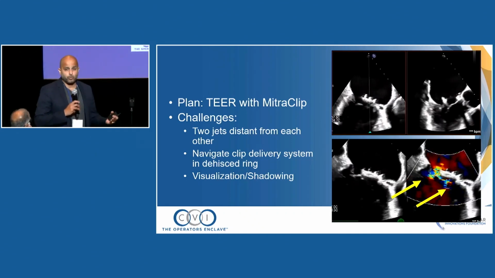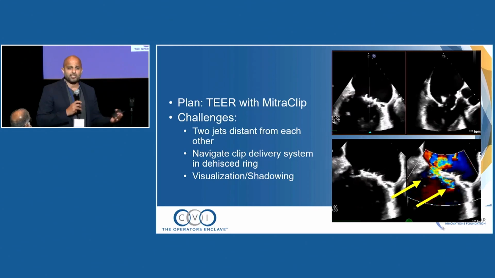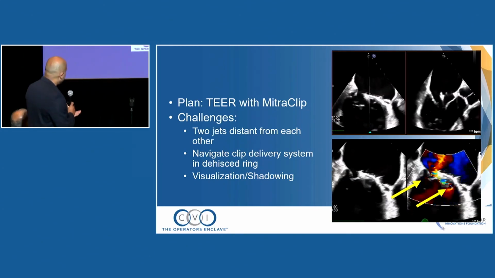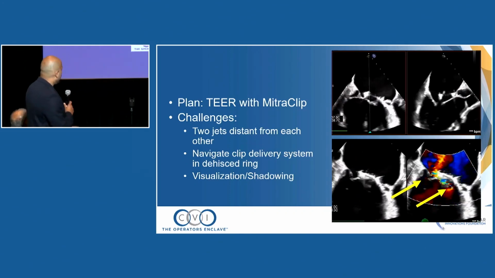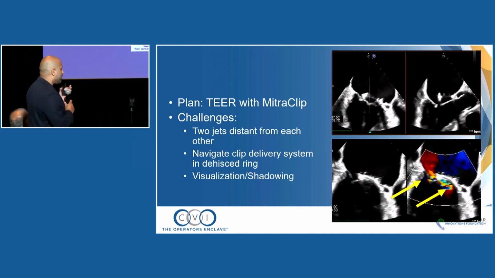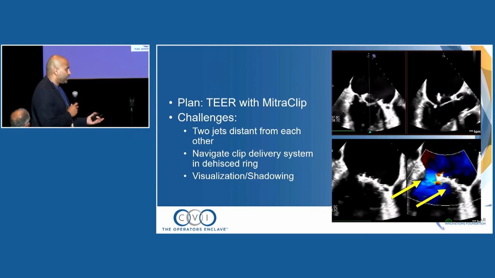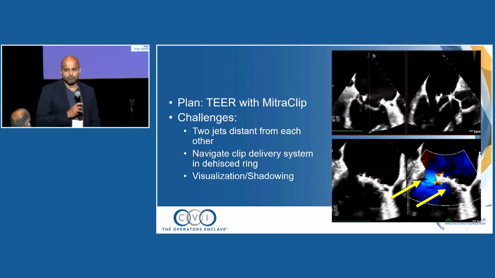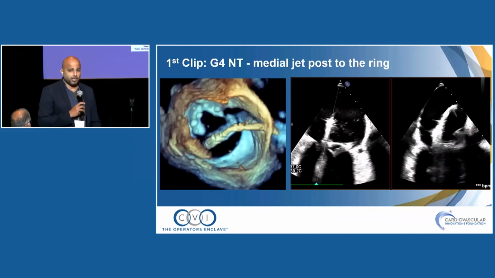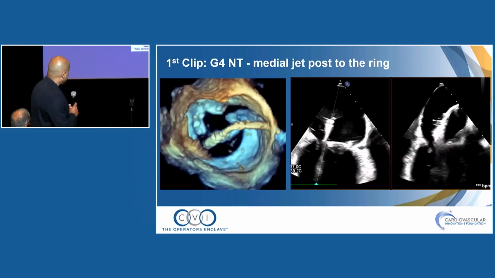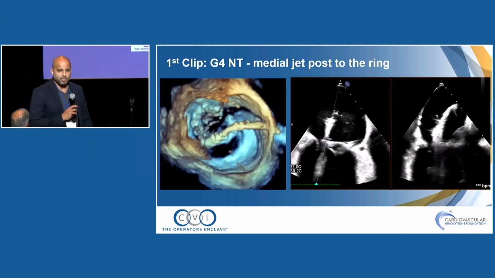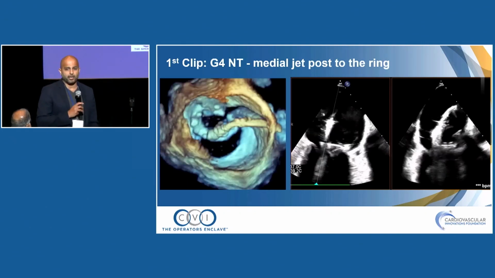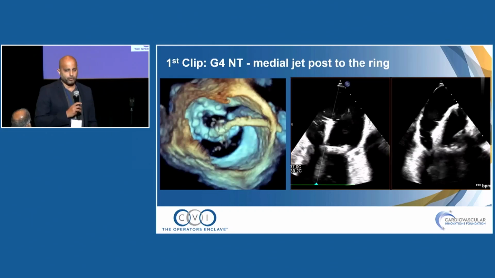So the challenges that we acknowledged are that there are two jets distant from each other. How can we navigate the system with this dehisced ring sitting where we want to go? And how can we even visualize, with the shadow from the ring, where to grasp? So we started with the first clip. We wanted to make our job easy, so we picked a G4 NT, and we went to the medial jet, where just posterior to the ring we were able to see it.